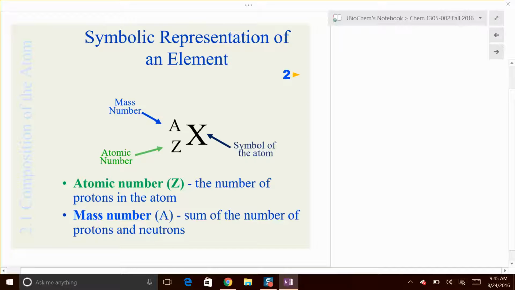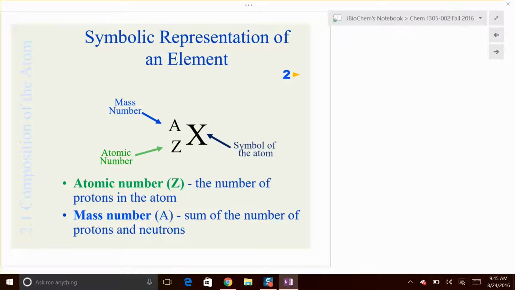Okay, so this is how we represent everything. The atomic number is Z. The atomic number is what we find here. So oxygen has an atomic number of 8. So when I wrote it, I wrote the atomic number right here for oxygen as 8. This is the mass. And it's the mass in a whole number.